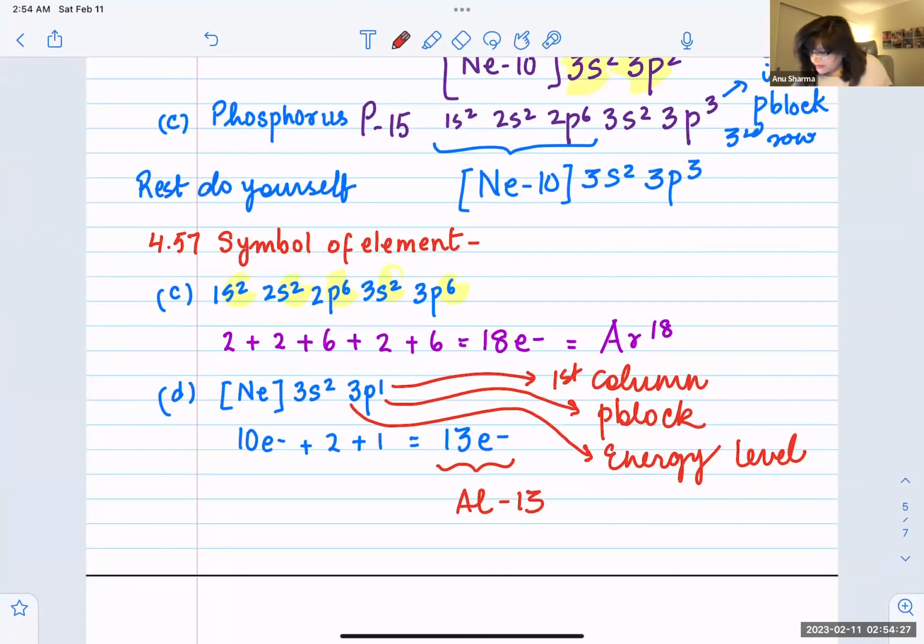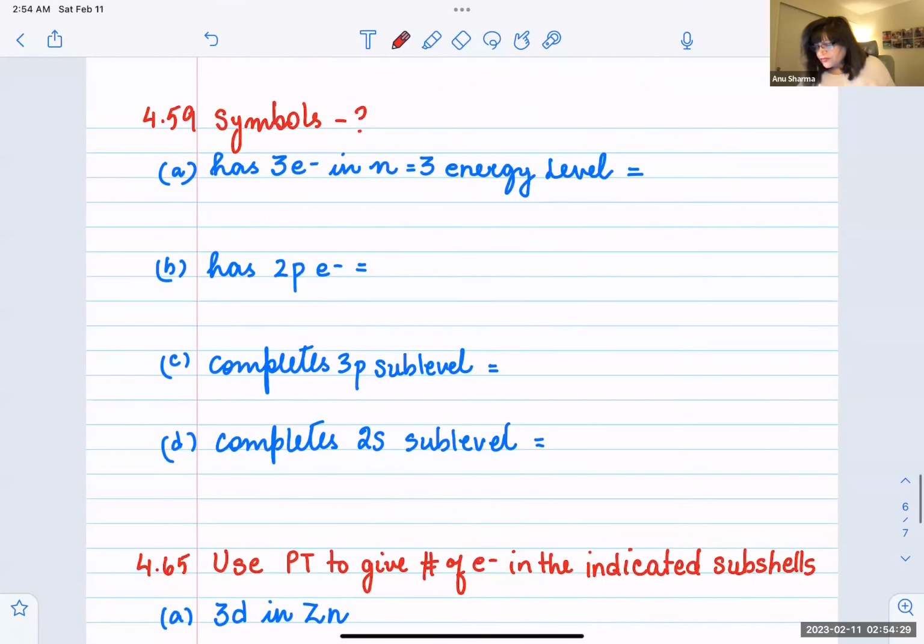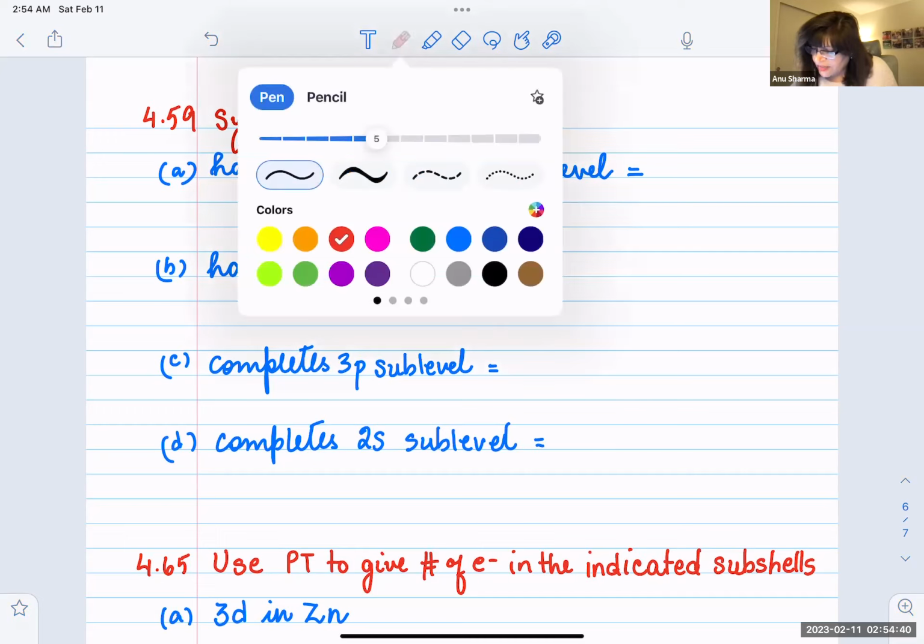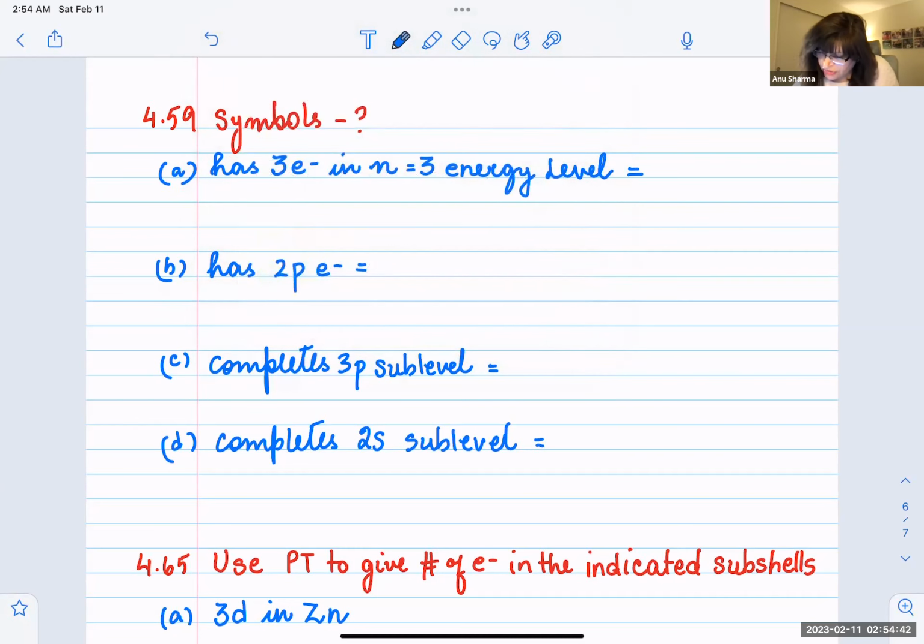So this is one piece. Now let's look at this type of question where they're asking you, what is the symbol? What is the symbol of that element that has 3 electrons in energy level 3? So in other words, when energy level n is equal to 3, that means the third period.